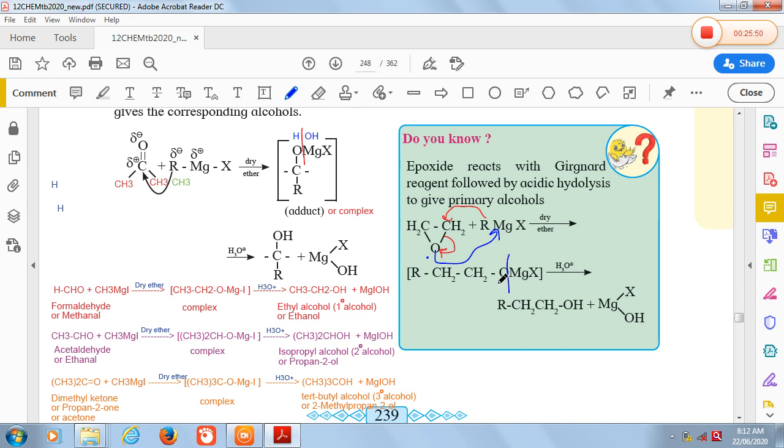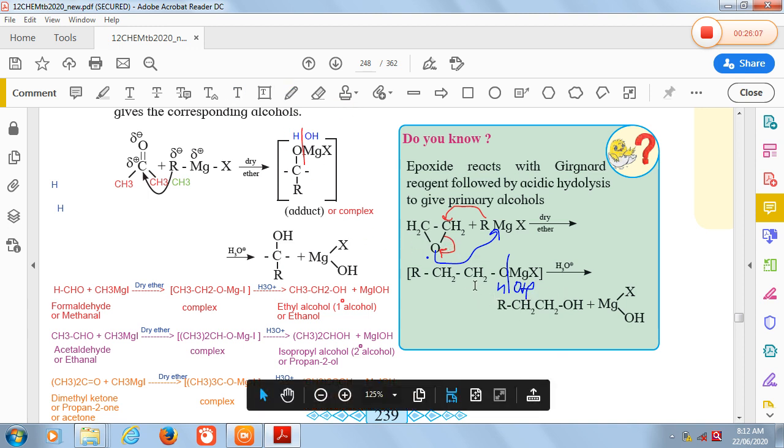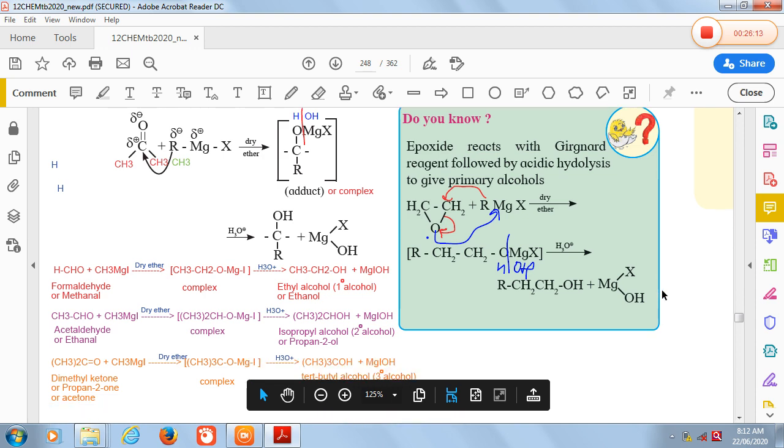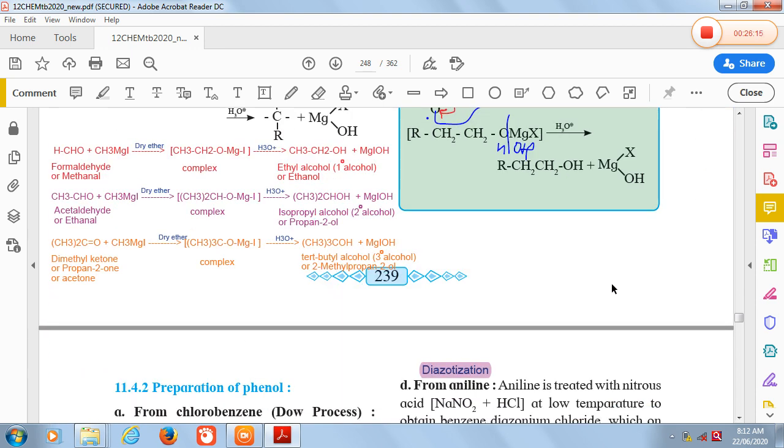breaks the oxygen magnesium bond and adds hydrogen here and OH here. So we get RCH2CH2OH plus MgXOH. So in this way you can write the reaction.